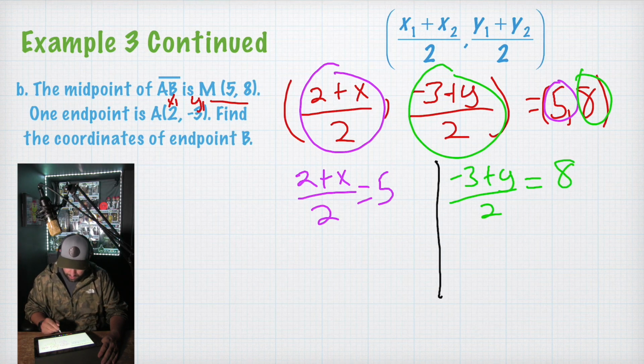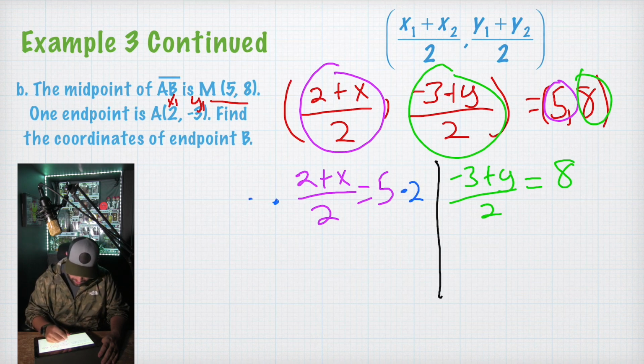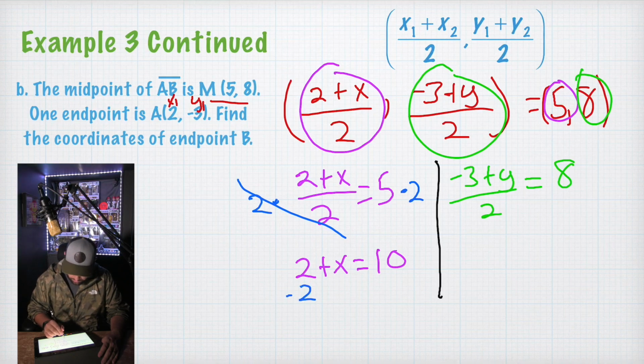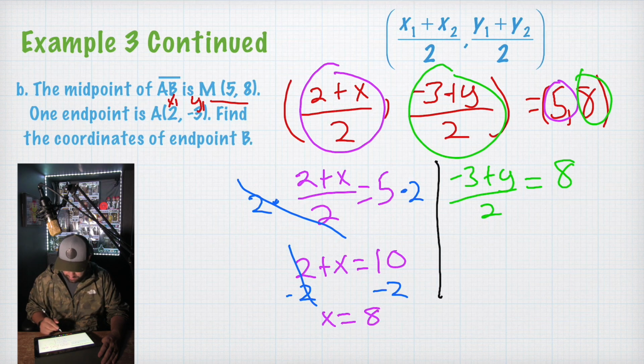Okay, let's just go ahead and solve for our x values. We're going to multiply this by 2, because if you have a number in the bottom of a fraction, you multiply to get rid of it. We're going to be left with 2 plus x equals 10, because 5 times 2 equals 10. Subtract 2 from each side, and these 2's cancel out, and we're left with x equals 8.